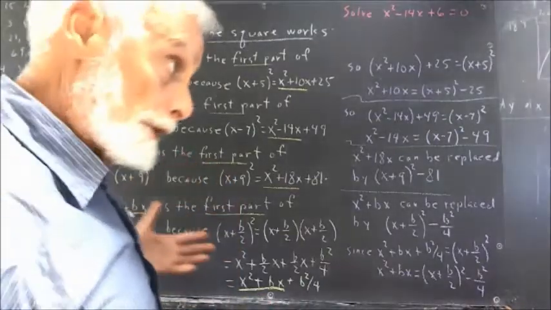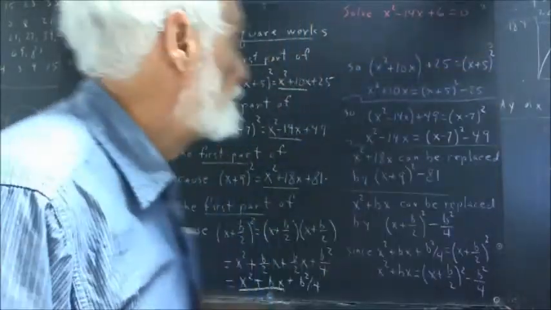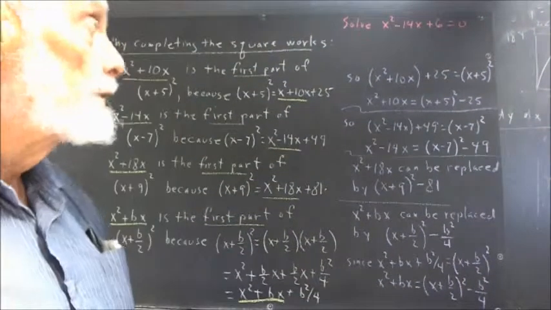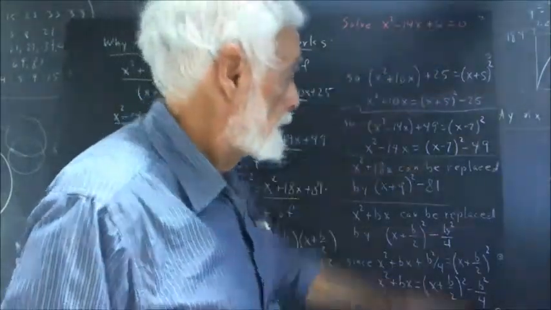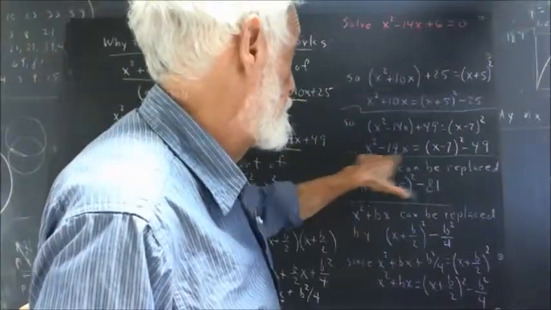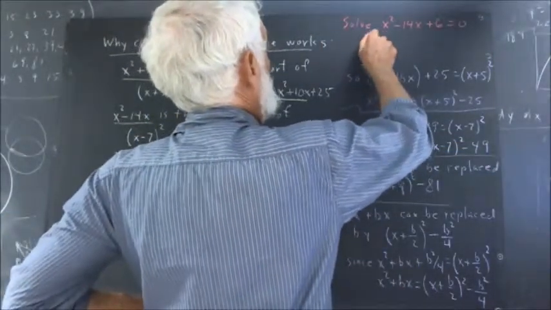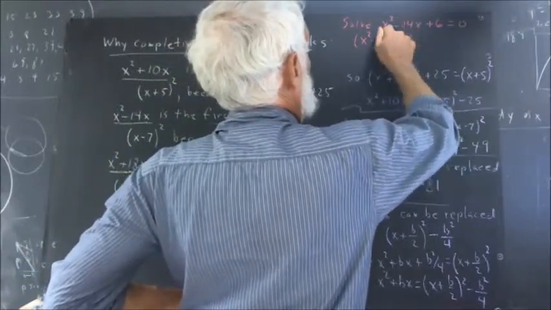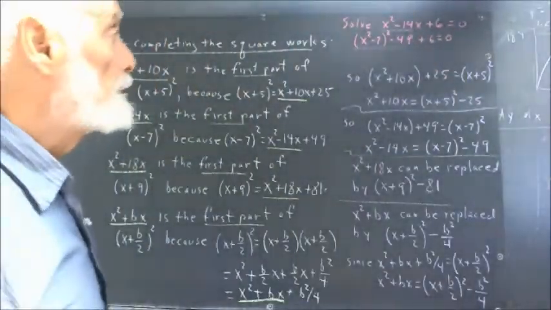Just to see a quick application of this, let's solve the equation x squared minus 14x plus 6 equals 0. Now, what can you replace? And I never know if this camera is really picking up the top of the screen, so let's go up here. Let's replace x squared minus 14x with the appropriate expression. Well, we've seen that x squared minus 14x is x minus 7 quantity squared minus 49. So we replace this with this. We still have our plus 6. We still have our equal 0.